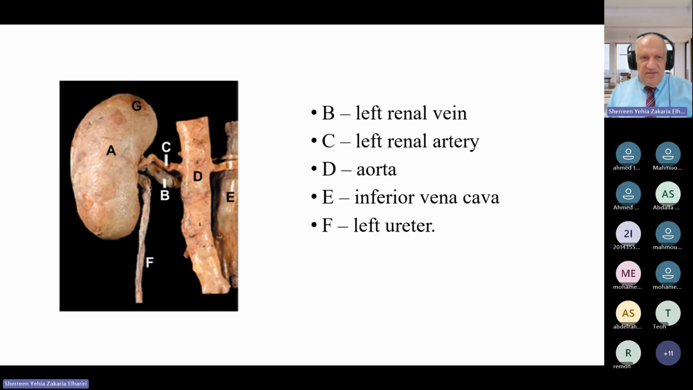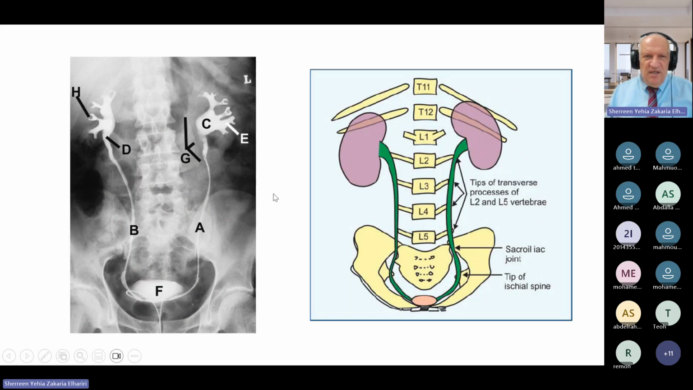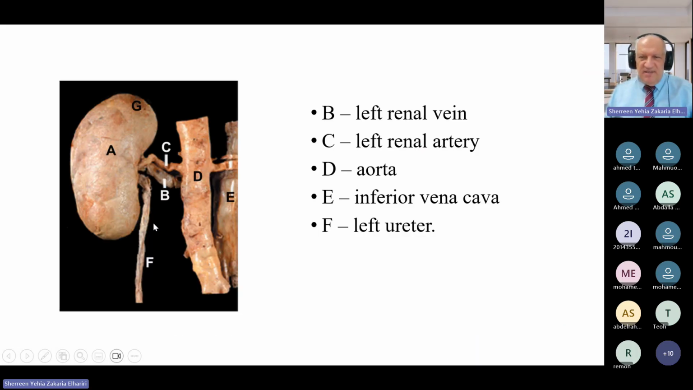So again, of course it is the left kidney, and B is the left renal vein, and C is the left renal artery, and D is the aorta, and E is the IVC, inferior vena cava, and F is the left ureter. Okay. So it is an easy way to enumerate. Sometimes they ask you a related question, sometimes they give you another picture.